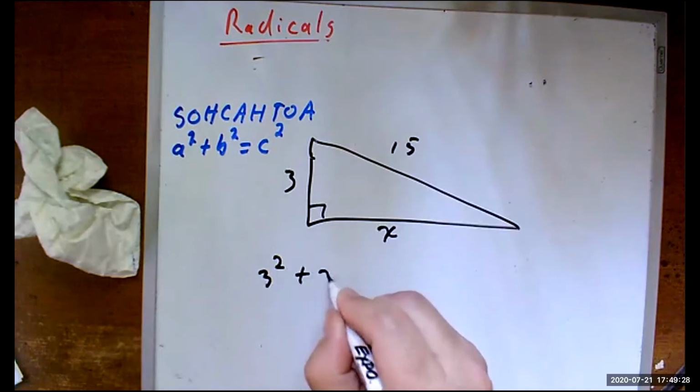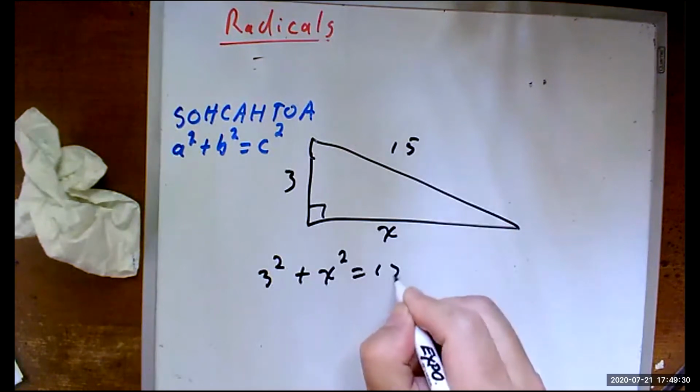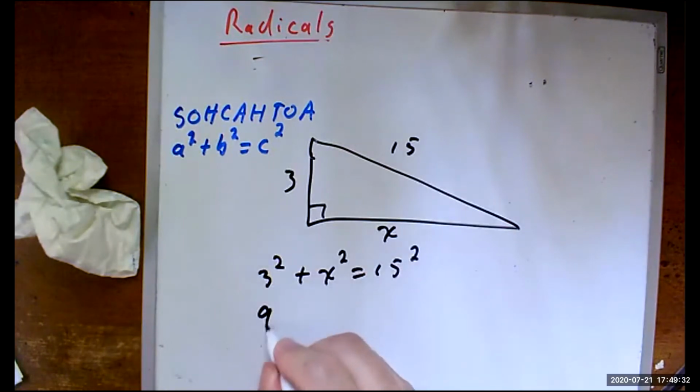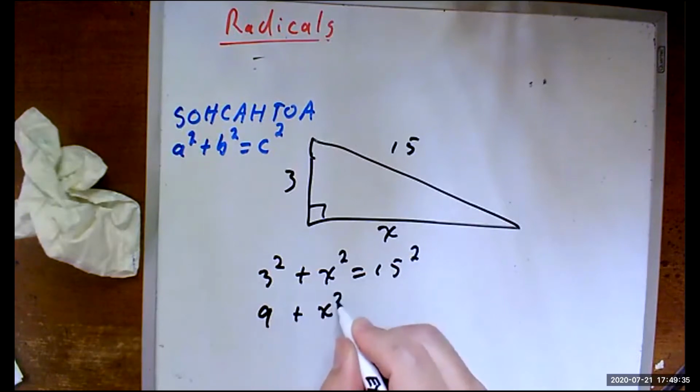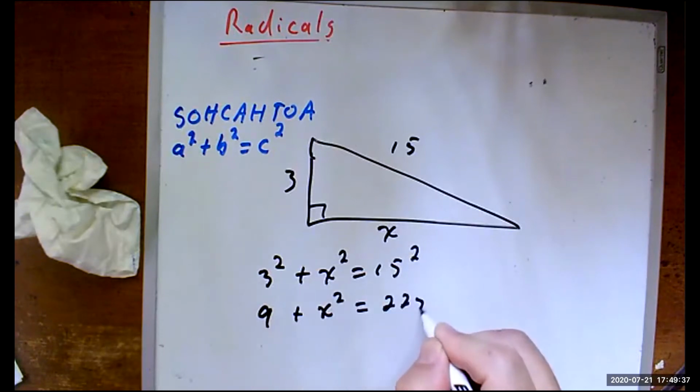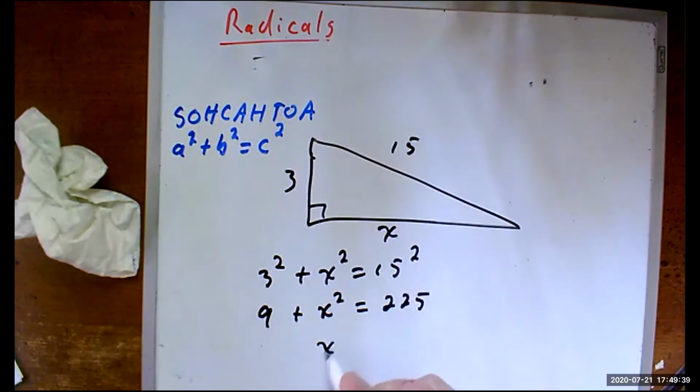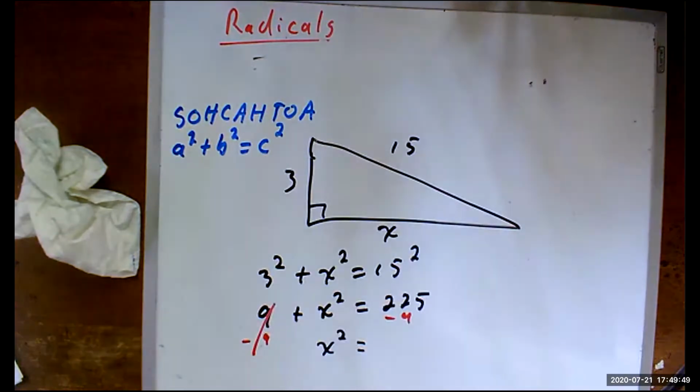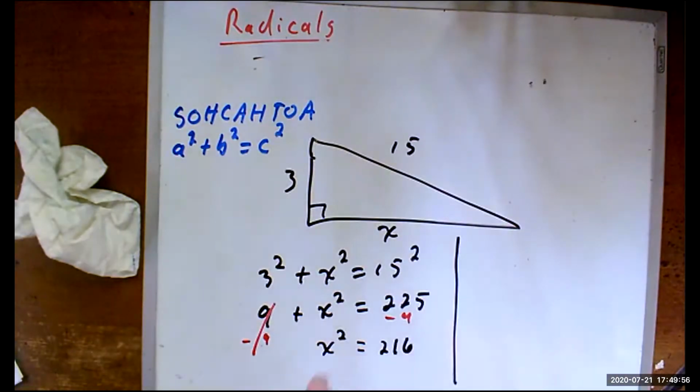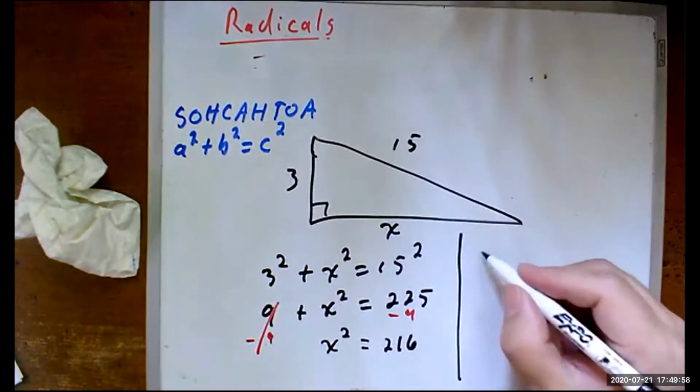3 squared plus x squared equals 15 squared, so 9 plus x squared is equal to 225. X squared, sorry, we'll just do this really quickly, minus 9 is equal to 216. Now we can actually take care of this properly.